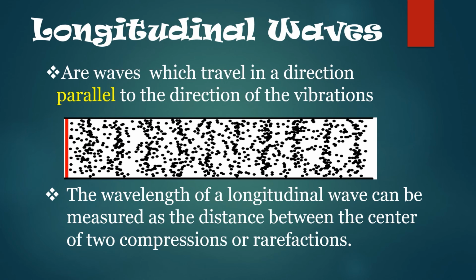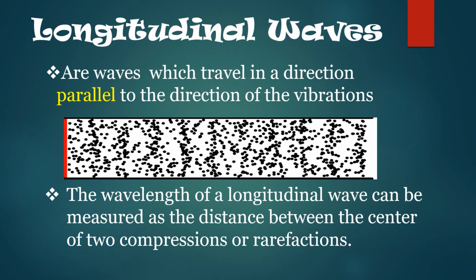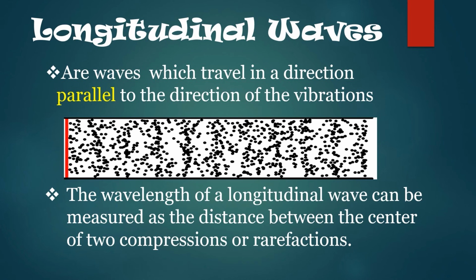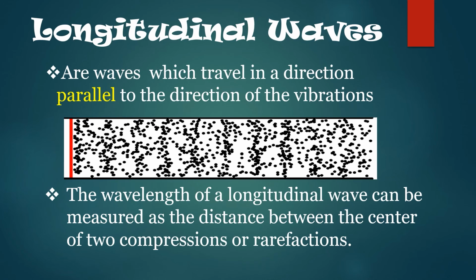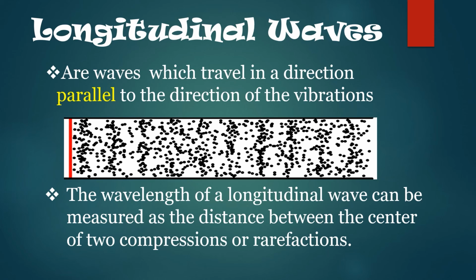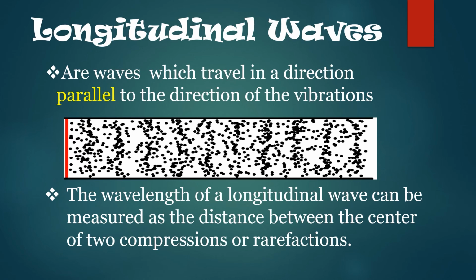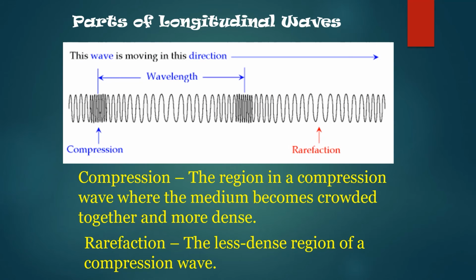The last type is longitudinal waves, which are waves that travel in a direction parallel to the direction of the vibration. The wavelength of a longitudinal wave can be measured as the distance between the center of two compressions or rarefactions. These are the parts of longitudinal waves.